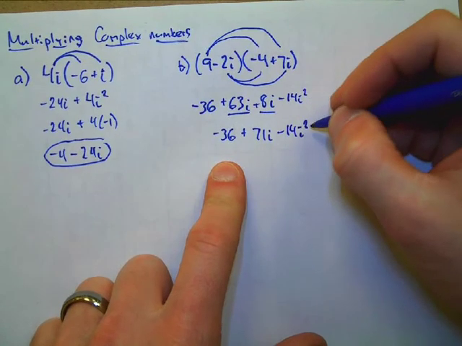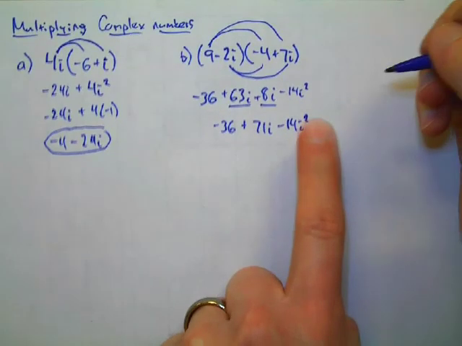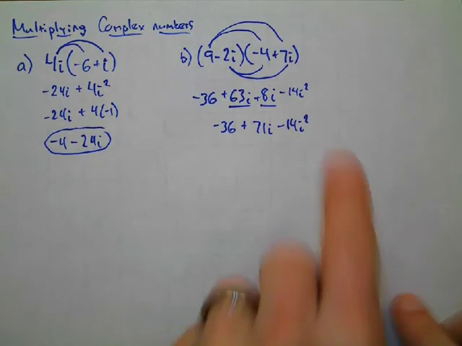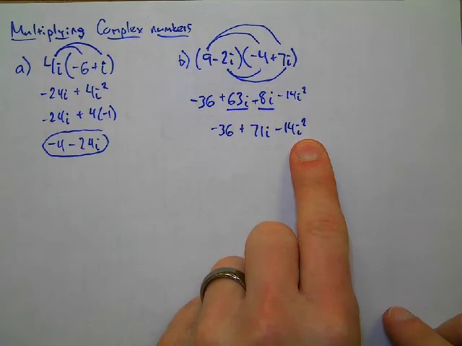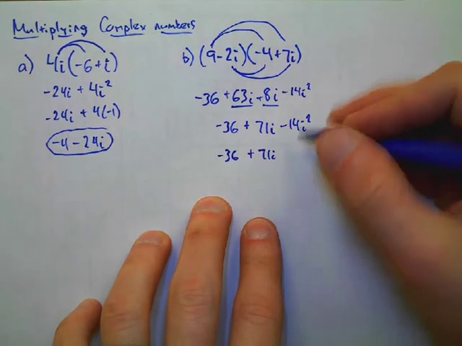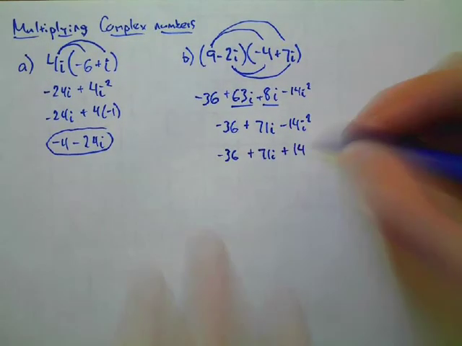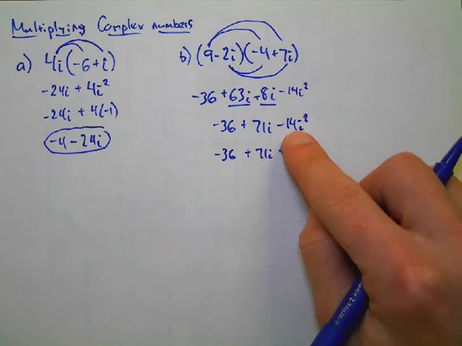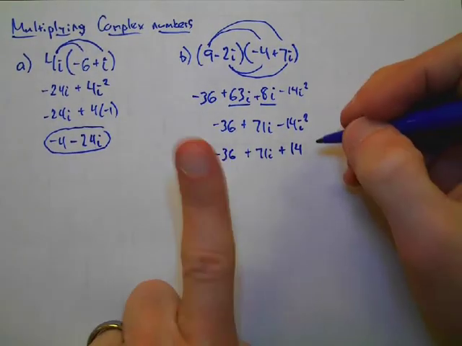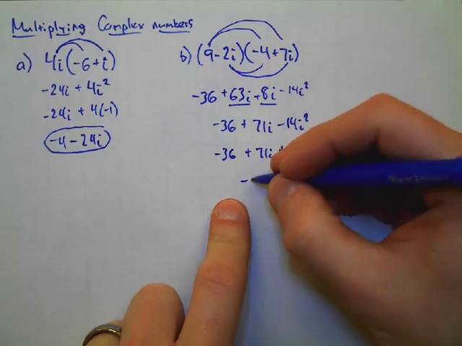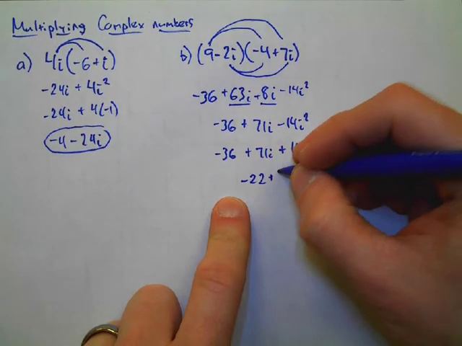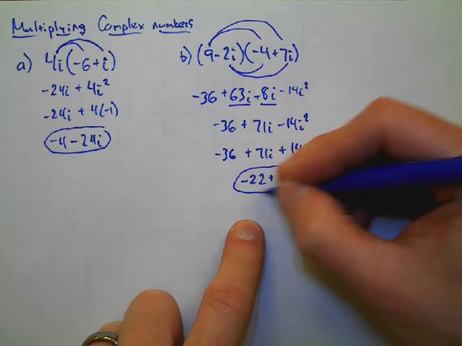But we also know, from what Tim told us earlier, that i squared becomes just a what? Negative 1. And so we're going to have negative 36 plus 71i plus 14, because the i squared is negative 1 times negative 14 equals positive 14. Then we can combine that with the negative 36. So we get negative 22 plus 71i. And there's our final answer.